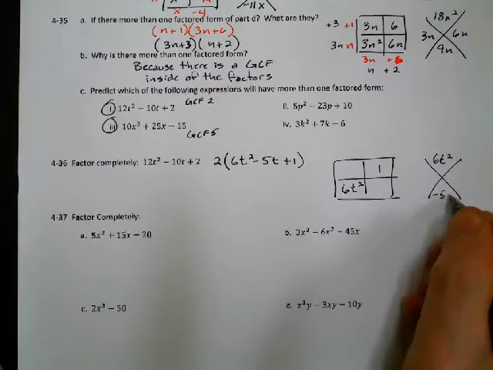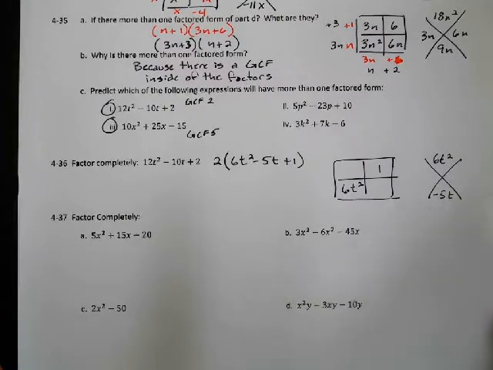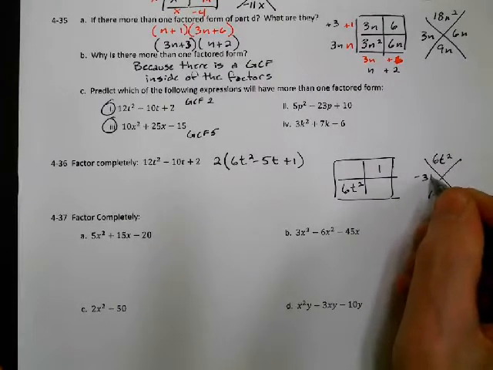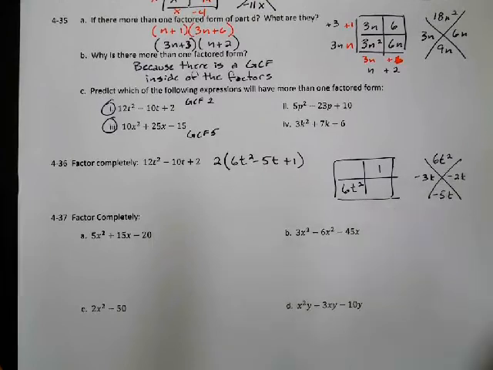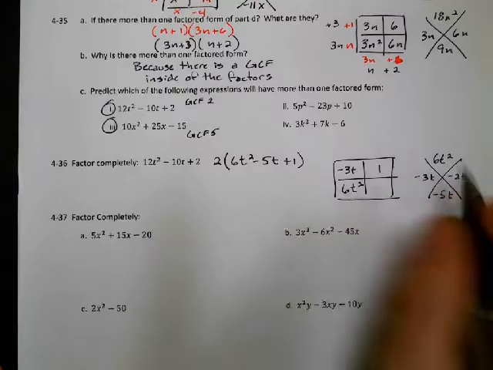All right, so what multiplies to give me negative 6 and adds to give me negative 5? Well, they both have to be negative numbers. So this would be negative 3t and negative 2t. They multiply to give me positive 6. They add to give me negative 5. So I'm going to put negative 3t here, and I'm going to put negative 2t here.